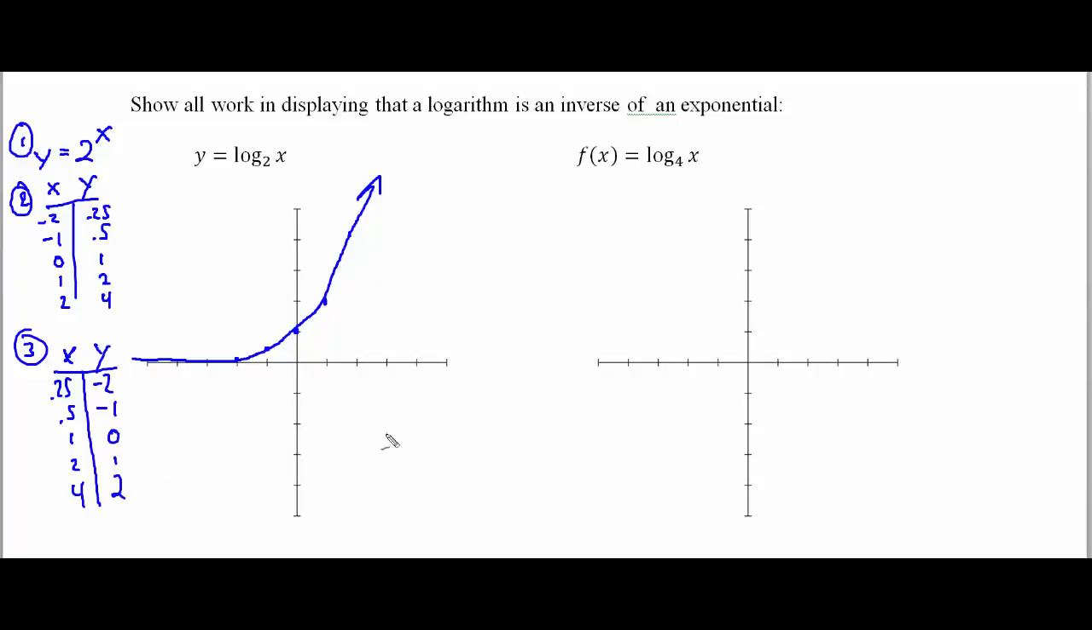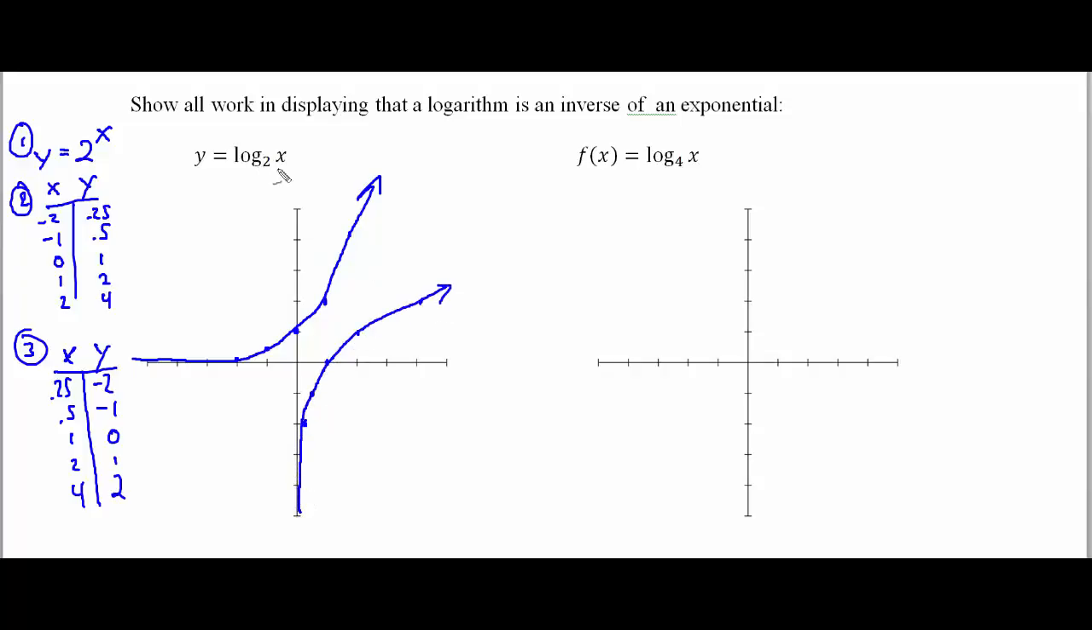So now I get to put this up on the graph. At 0.25 on the x, which is a little bit, a quarter away from 0, we're going to drop all the way down to negative 2. And then at the halfway mark, we're going to put negative 1. 1 is going to be at 0. 2 on the x is going to be 1 on the y, and 4 on the x is going to be 2 on the y. And so here is our logarithm graph.